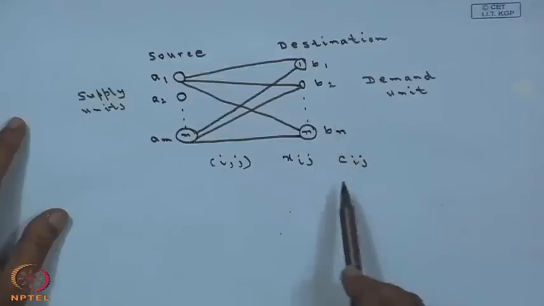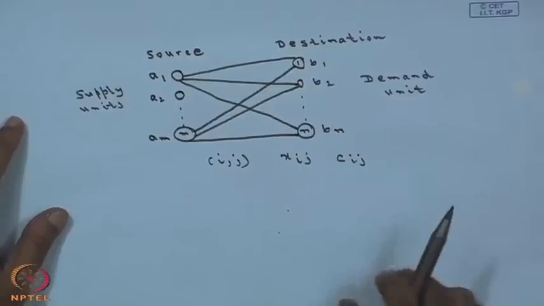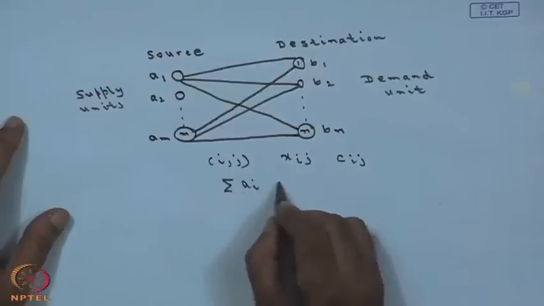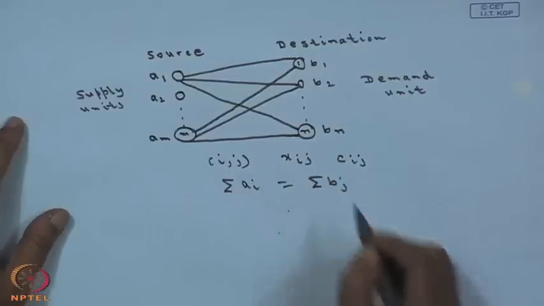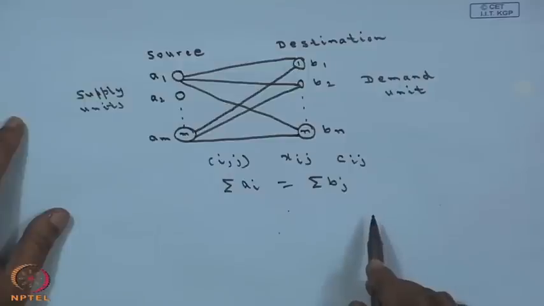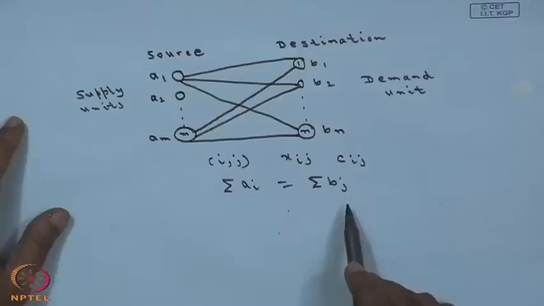Now, the transportation model is basically developed on one assumption. The assumption is that total demand is equal to total supply. If summation over Ai is equal to summation over Bj, then we call it a balanced transportation problem, and if the total supply and total demand are not the same, in that case we say the problem is an unbalanced transportation problem.